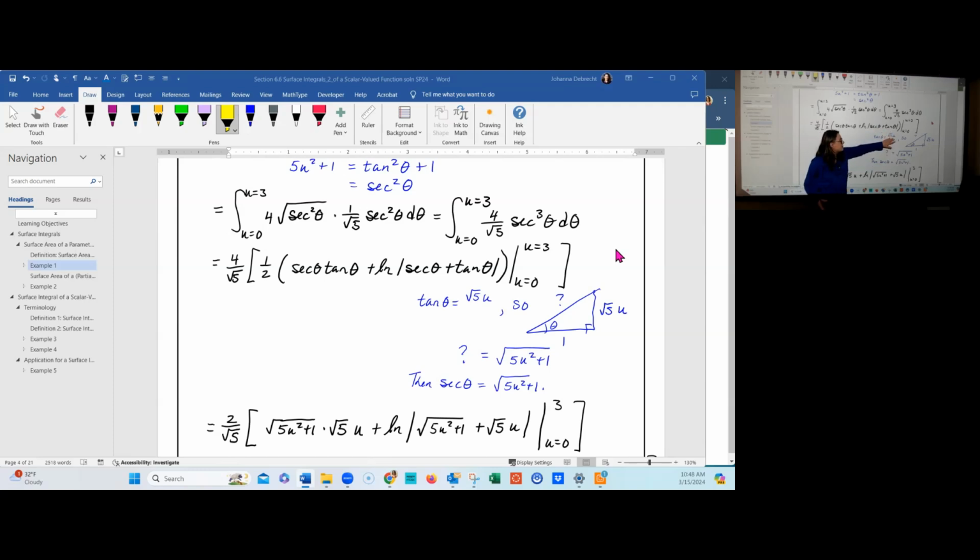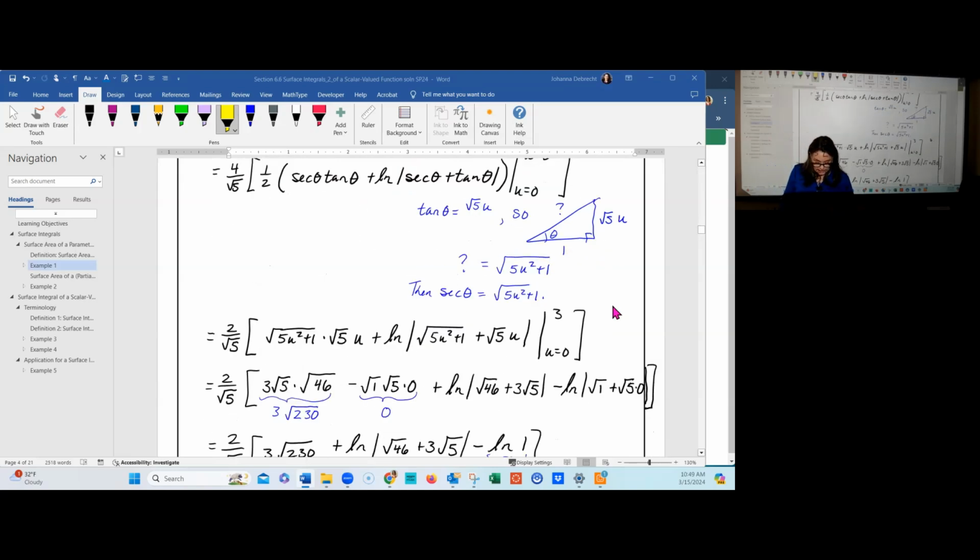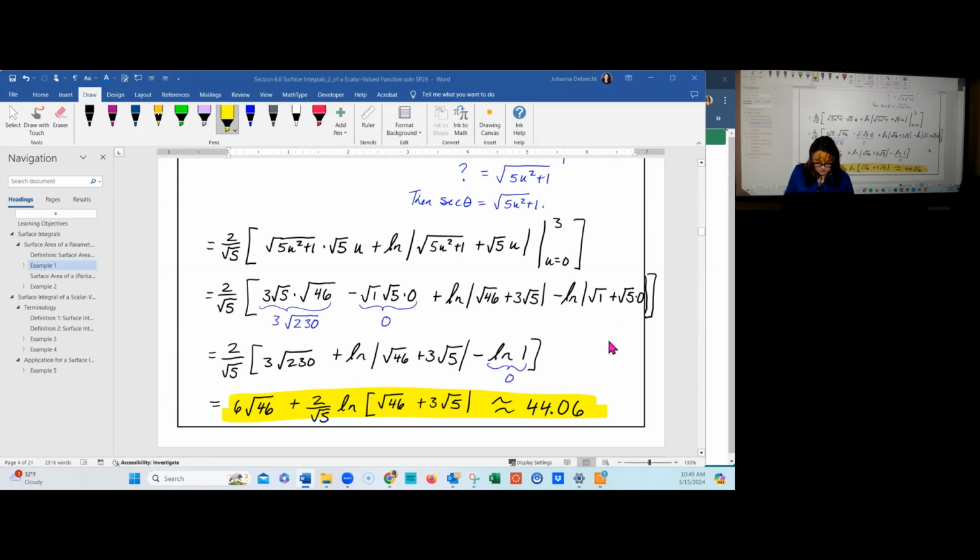Then I can evaluate secant of theta. I already have tangent of theta as root 5 times u. Secant of theta is hypotenuse over adjacent, so it becomes the square root of 5u squared plus 1. This enables me to substitute that in place of each secant of theta and to substitute root 5 times u for each tangent of theta. Now I have it rewritten in terms of u, so I'm ready to go ahead and substitute in the values.